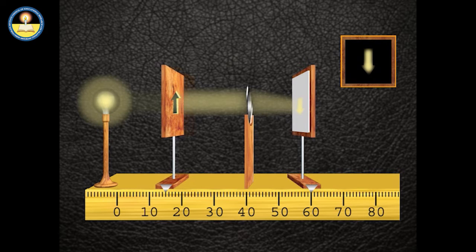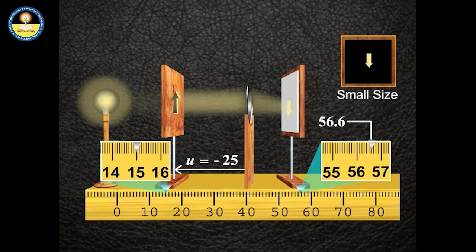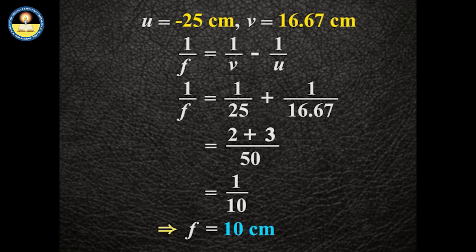Further, if we fix the object at a distance of 25 centimeters from the lens, a sharp image is obtained at a distance of 16.67 centimeters from the lens. This again shows the focal length of the lens is 10 centimeters.